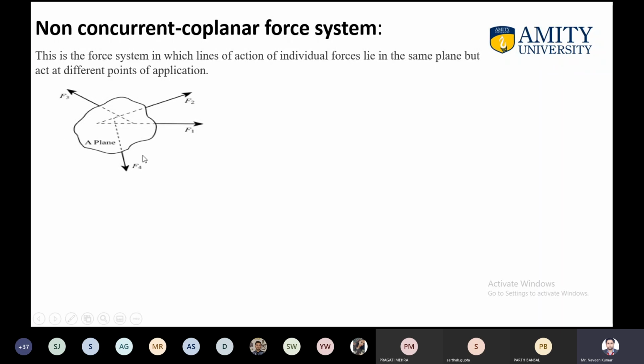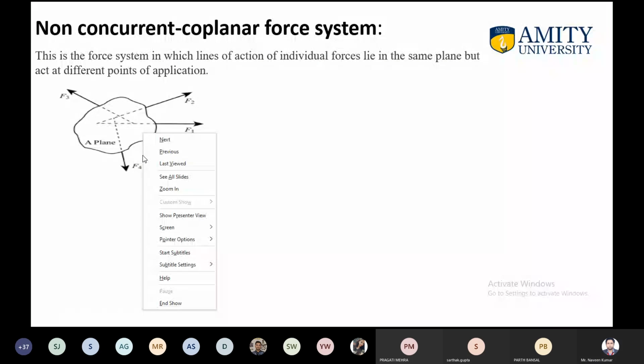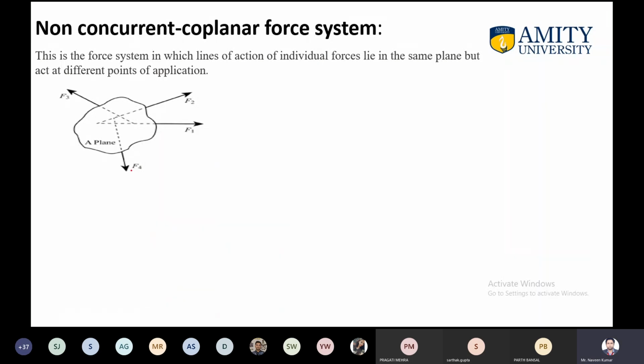If you can see here, the force F4 is acting at some point, F1 is acting at some other point, F2 is acting at some other point.